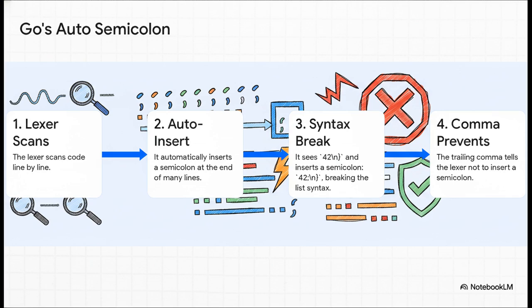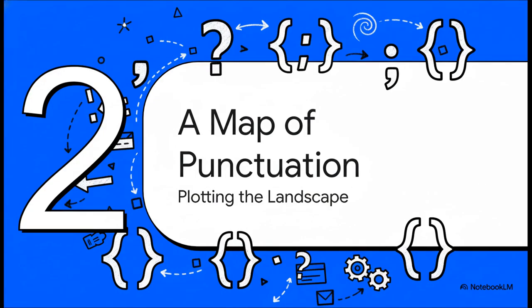That's a syntax error. By adding that trailing comma yourself, you're basically telling the lexer, hey buddy, back off. This list isn't done yet. Don't you dare put a semicolon here. It's a simple rule that makes the computer's job a whole lot simpler, even if it feels kind of weird to us humans. Okay, so Go's mandatory comma is definitely an outlier, a really unique case.